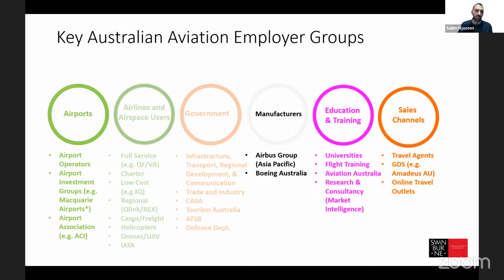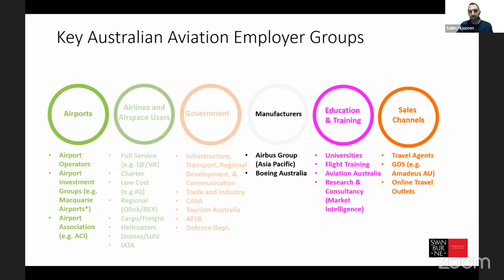And of course, then you have the regulator, which is very important. So I've touched on CASA. The other one I can touch on is the ATSB. So that's the Australian Transport Safety Bureau. And if you do end up in a human factors part or air crash investigation or anything like that, that'll be a great department to work in.